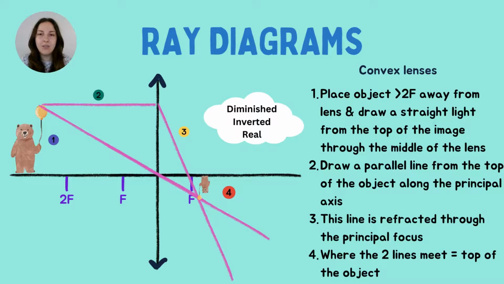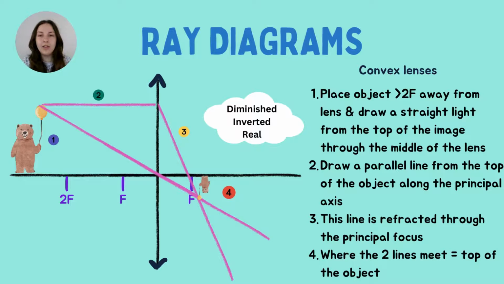So let's go through the steps again. All you need to do is place the object at a specific point. In this case, it's further than 2 focal points, or 2F, away. Then you want to draw a straight line which represents the ray of light from the top of the image through the middle line. And I would recommend you make that line as big as possible, so when you're drawing this you can see that nice convergence quite easily.